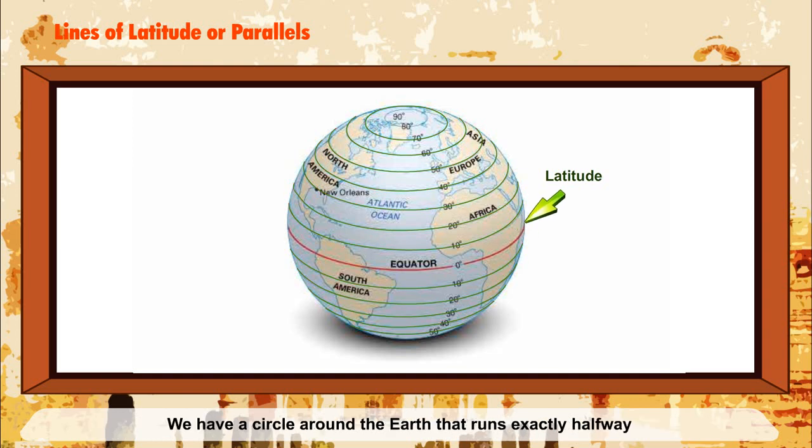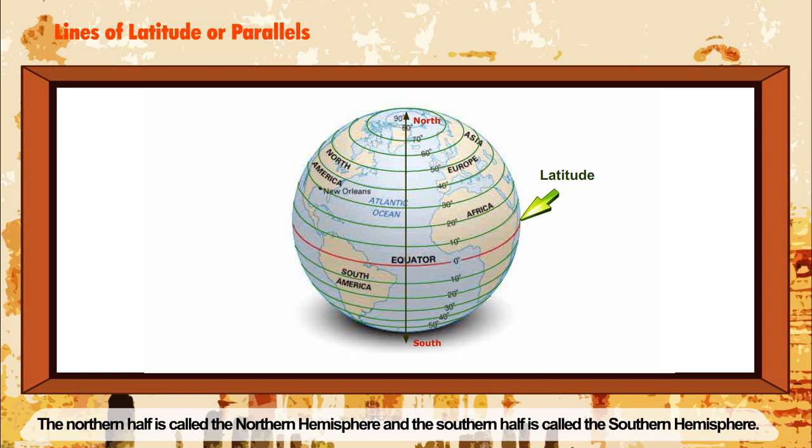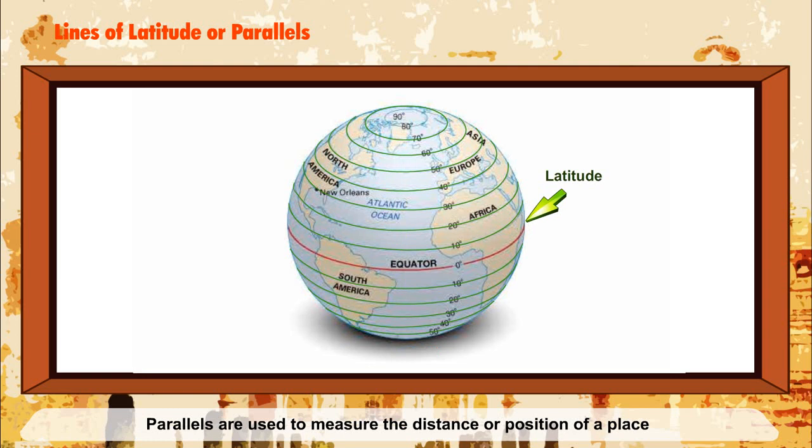We have a circle around the Earth that runs exactly halfway between the North Pole and the South Pole. It is the largest parallel. It is called the equator. It divides the globe into two equal parts. The northern half is called the northern hemisphere and the southern half is called the southern hemisphere. Parallels are used to measure the distance or position of a place which lies north or south of the equator. This distance is called latitude.